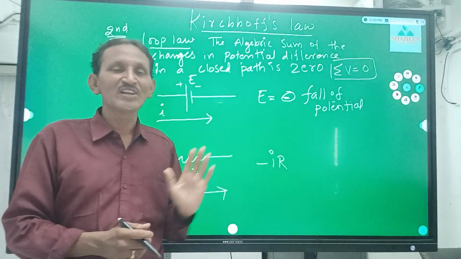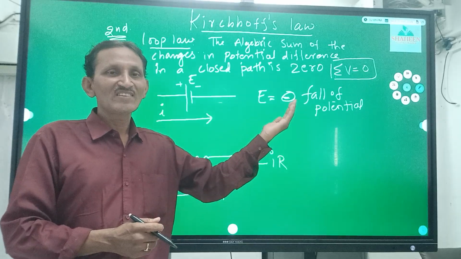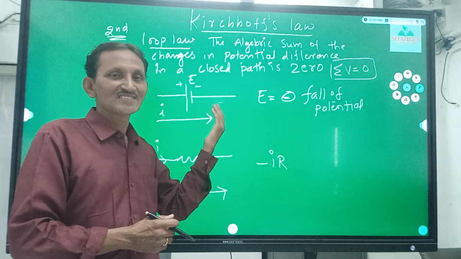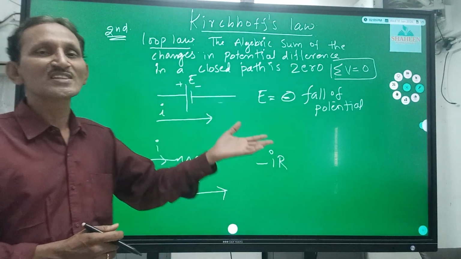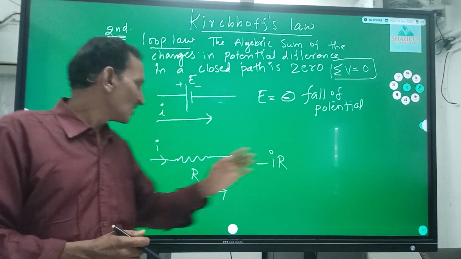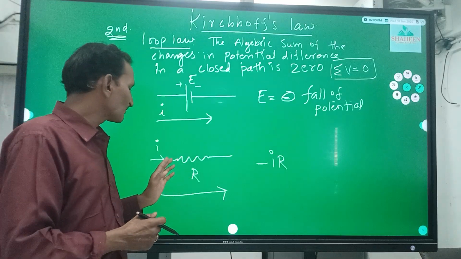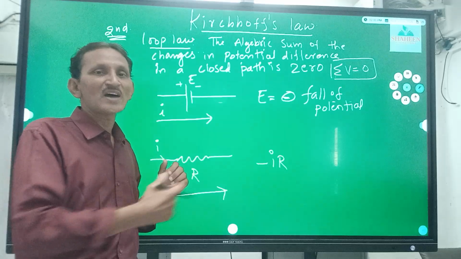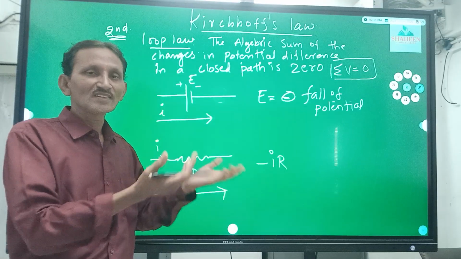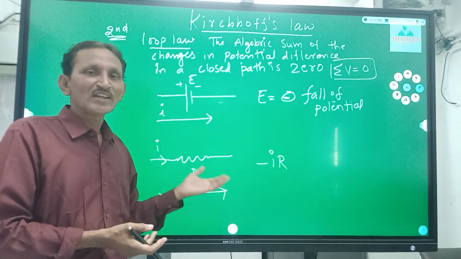Positive one you make into negative. When you are traveling in this direction against the current, if you are traveling in this direction, then the approaching sign changes: negative comes to positive. And in the case of a resistor, the same thing happens.